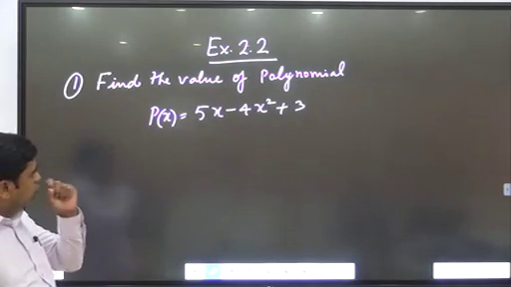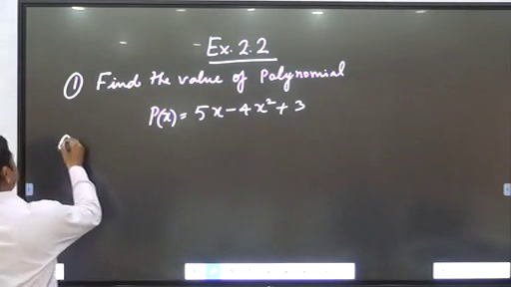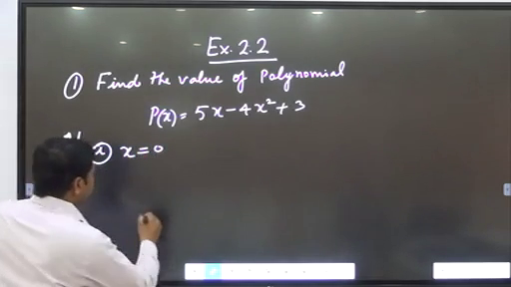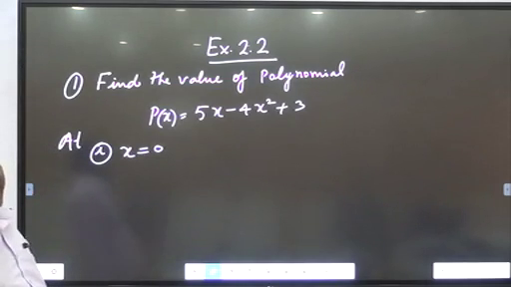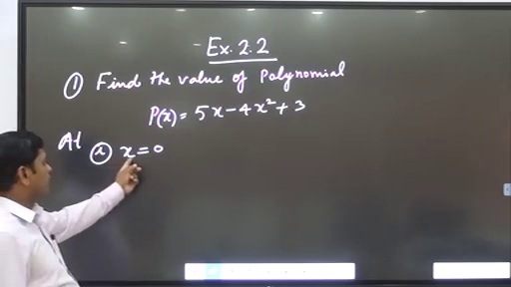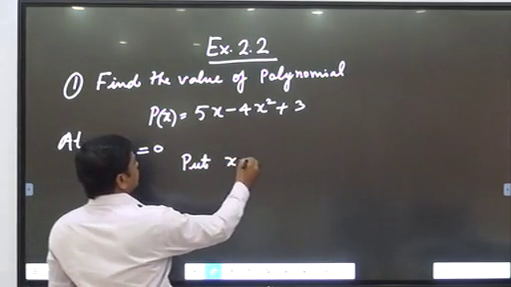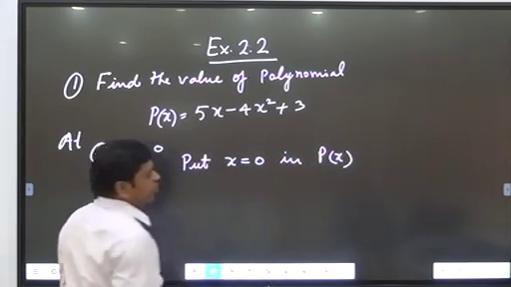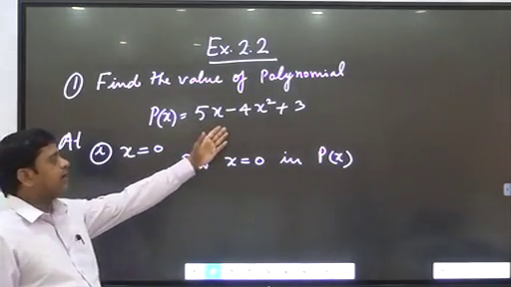Okay. So first is putting x equal to 0. As we have learned, we are going to find the polynomial at x equal to 0. So we have to put, in place of x, the value of x, which is 0. So put x equal to 0 in p(x). So here is the polynomial p(x) equal to 5x minus 4x square plus 3.